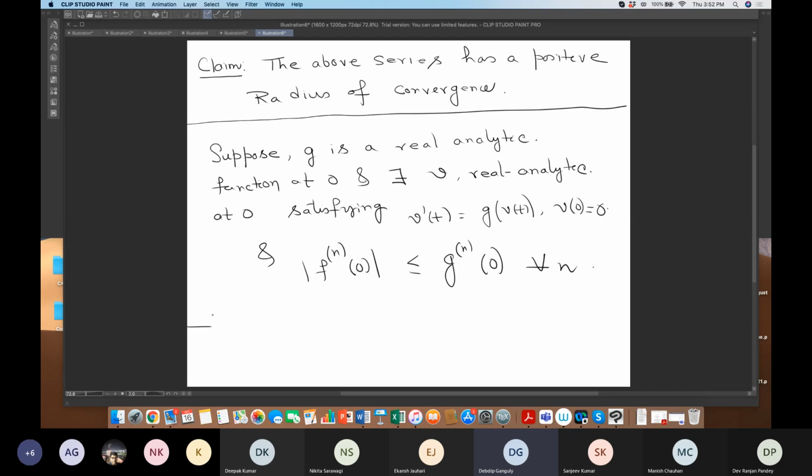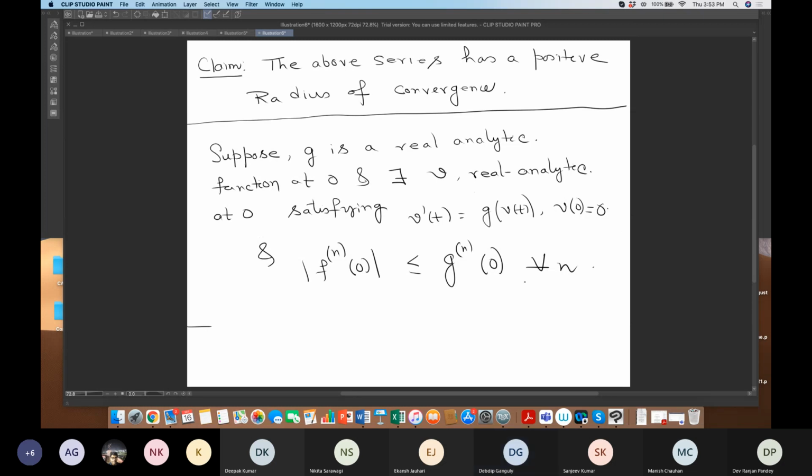We will see. Suppose G is a real analytic function at 0 and there exists a V real analytic at 0 satisfying V prime t equal to G of Vt, this ODE. So what I am saying is, suppose G is a real analytic function and there exists a V such that V prime t is equal to G of Vt, V of 0 is 0, and the nth derivative of F at the point 0 is less than or equal to the nth derivative of G at the point 0. This should hold for all n.